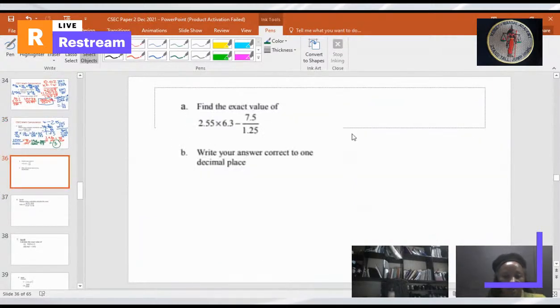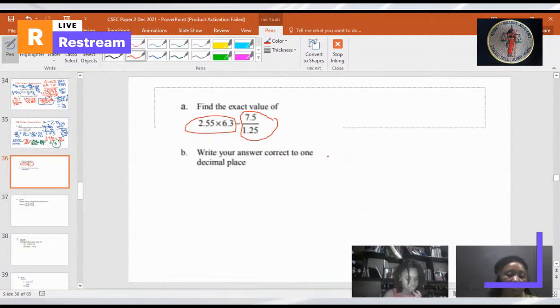All right, so whose turn? Imani? Yes, Miss. Okay, Imani. Find the exact value of this. You can use your calculator for this. So you can do either the multiplication or the division first. You work the multiplication, you work the division, and then you subtract. Work that, tell me the answer.